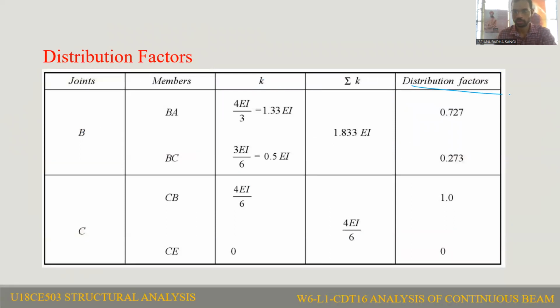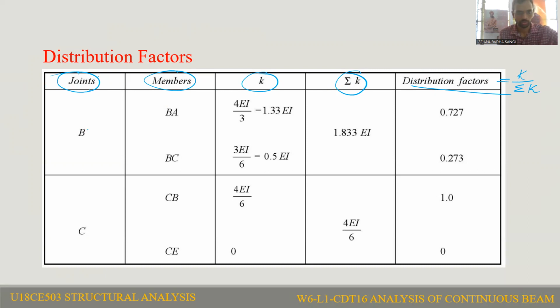Okay, we need to calculate the distribution factors, right? For the calculation of distribution factors, first of all, we need to draw this table. We have 5 columns in this table. You need to remember these columns: joint, member, stiffness or stiffness factor, joint stiffness, and distribution factor. The distribution factor can be calculated as member stiffness by joint stiffness. So K, the member stiffness, divided by the joint stiffness, is your distribution factor.